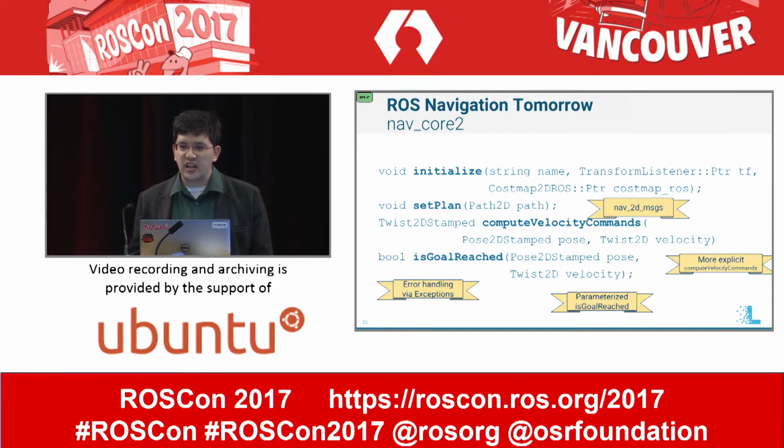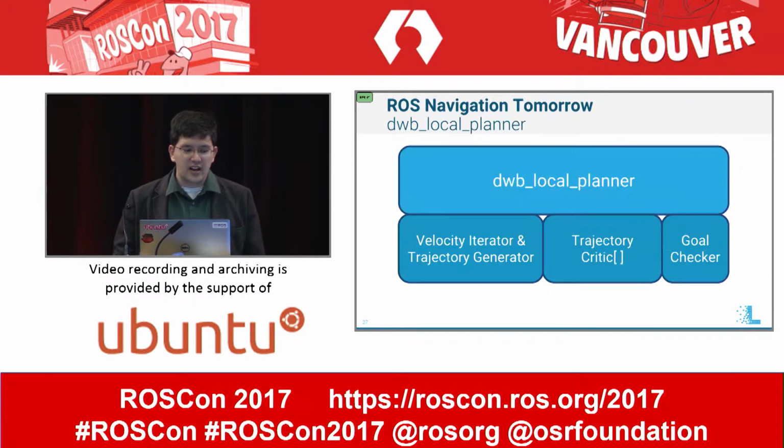Of course, what is an interface without an implementation? So in the old navigation stack, we had the DWA local planner. What we have now is the DWB local planner. It doesn't actually stand for anything, and I'm currently taking suggestions what DWB should actually stand for. And so it has three major components. All of these are their own modules. We have the velocity iterator and trajectory generator. We have all the different trajectory critics, and a separate module for the goal checker.